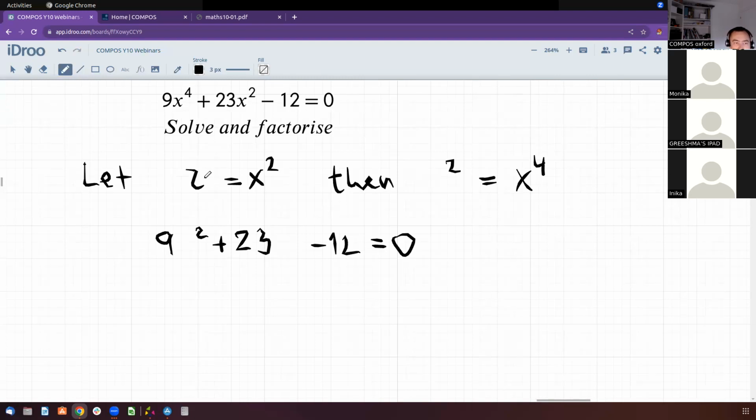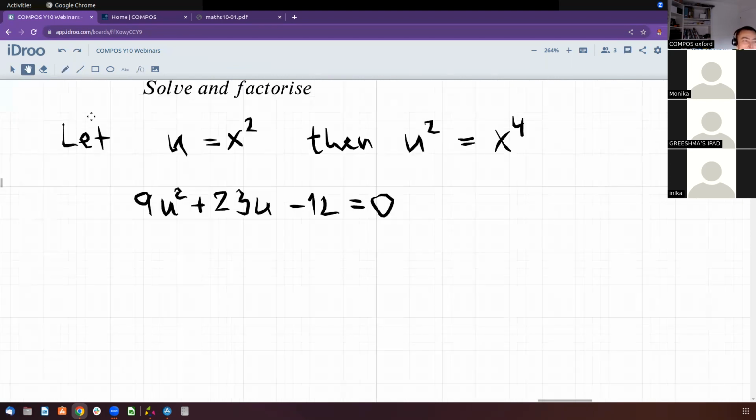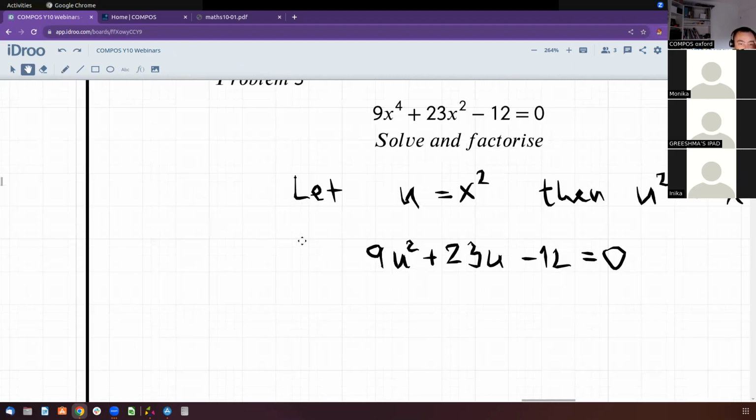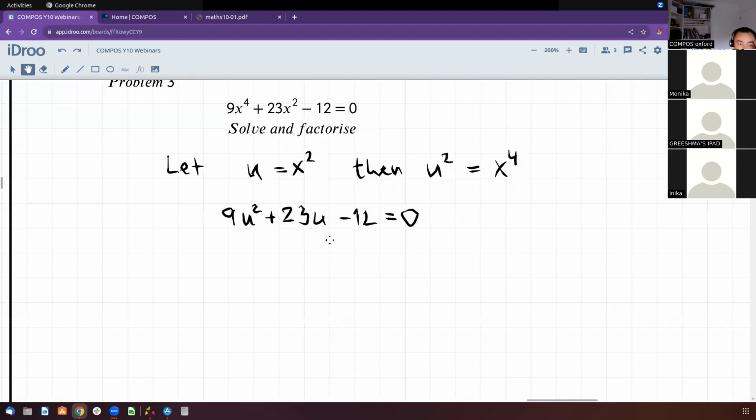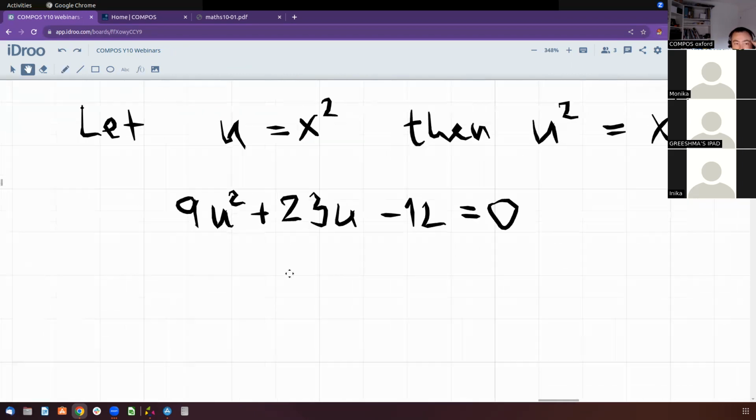Or zebra, then zebra squared, zebra squared, zebra. I just like you, I guess. Okay. And then we can solve this quadratic equation. Okay, so how are we going to do this? Well, use the formula. Why not?